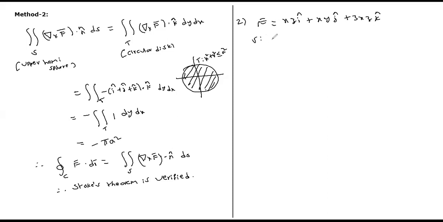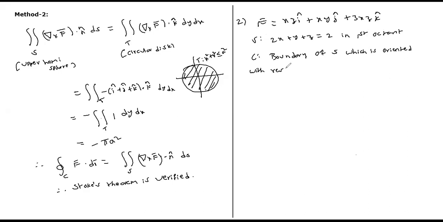portion of the plane 2x plus y plus z equal to 2 that lies in the first octant, and C is the boundary of S, which is oriented with respect to S when viewed from top, which is positively oriented.